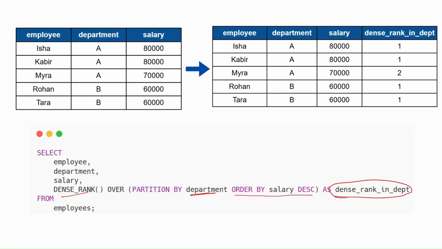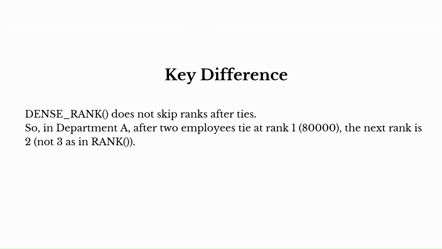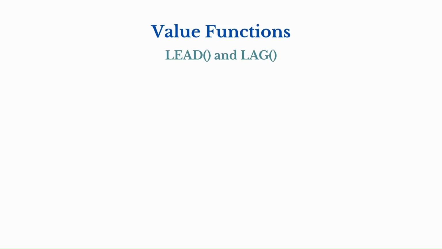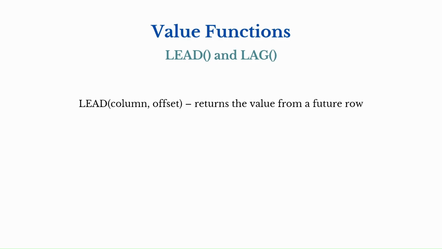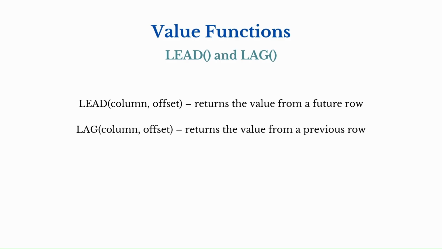these window functions work. Let's now take a look at the last type of window functions, which are value functions, ideally, which are lead and lag. So here, the syntax of lead window function goes like this: lead column comma offset, which actually returns the value from the next row, and lag column comma offset, which actually returns the value from a previous row.